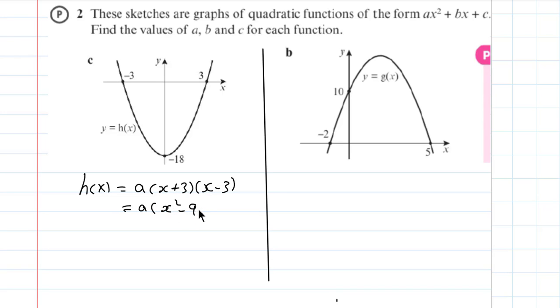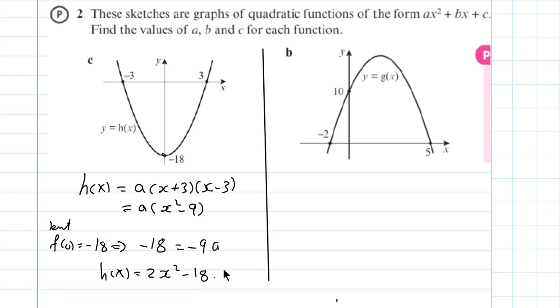X squared minus 9. But we have very important information, which is f of 0 is negative 18. So replace x with 0, and the output should be what? Should be negative 18. So negative 18 equals, if x equals 0, it will be negative 9a, so a should be 2. So the function h of x will be 2x squared minus 2 times 9, which is minus 18. Okay, for the second item here, the same. I will do the same.